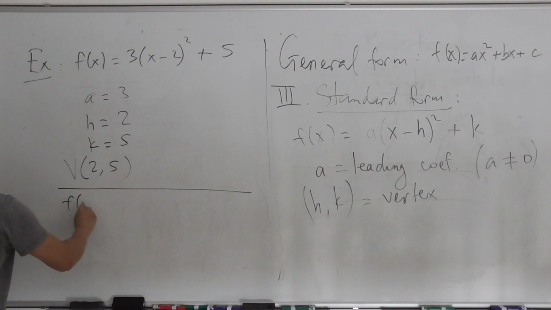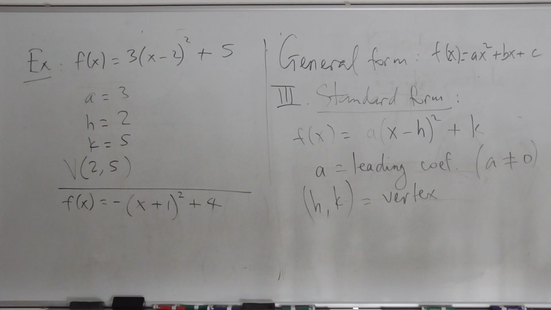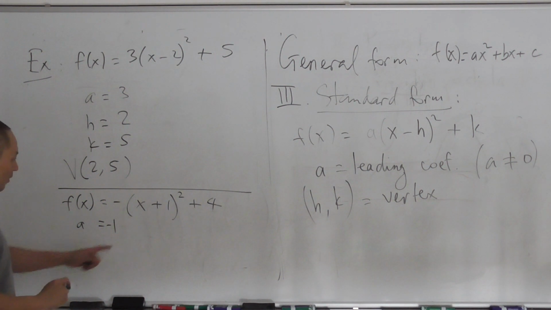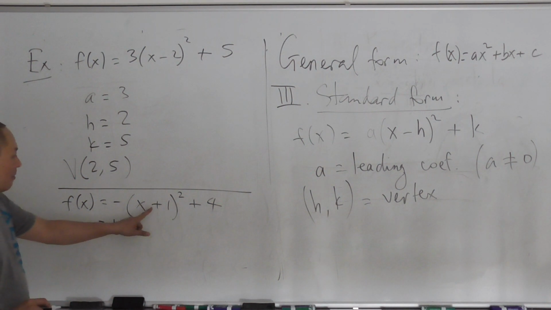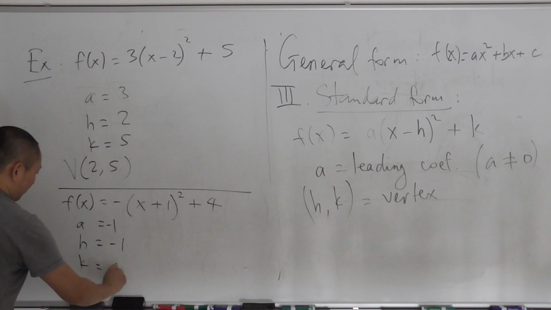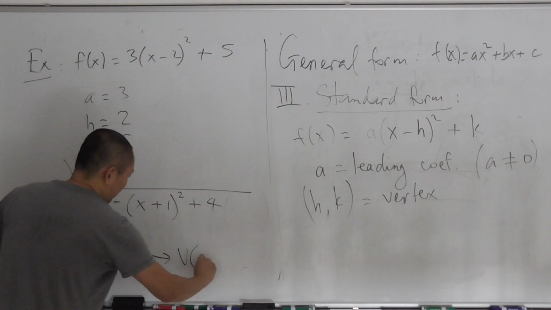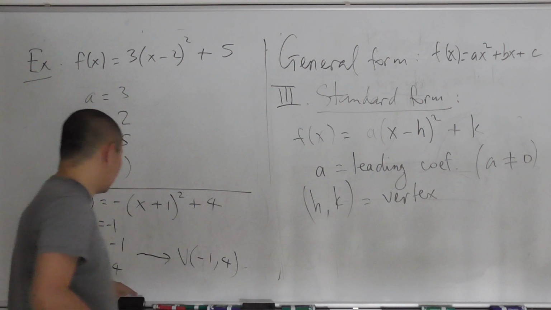Say f of x is equal to negative of x plus 1 squared plus 4. We don't see a number right here, but the negative sign means a is negative 1, which is a negative number. You know the parabola is upside down. And what about this? It's x minus h, right? This plus 1 means minus negative 1. So h is negative 1 and k is 4. So the vertex is at negative 1, 4.